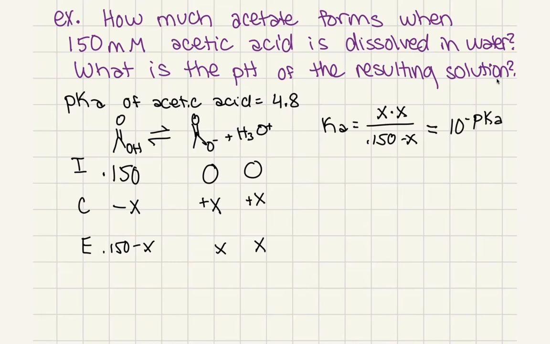And now we can simplify this and put in some actual numbers. So you can do basically x squared over 0.150 minus x equals 10 to the minus 4.8. And now I'm just going to go ahead and plug this into Wolfram Alpha and see what it gives me for x. Remember to look and make sure that you have all your parentheses and stuff that's needed so that it gives you the right answer.